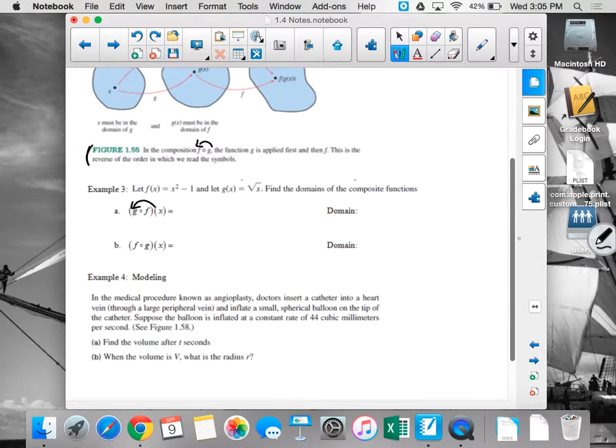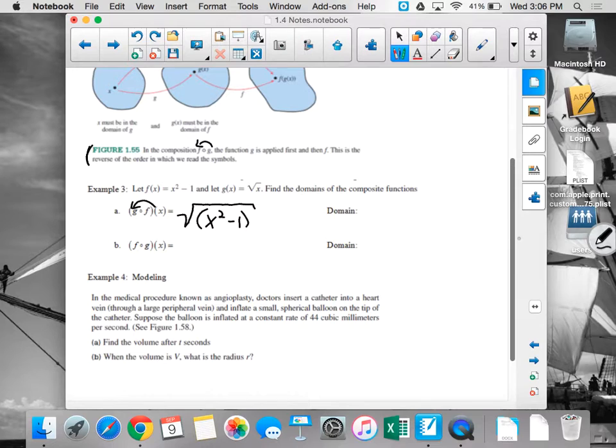How I do it is I look at my g of x function, which is the square root of x, but wherever there's an x, I'm now going to put f of x, which is x squared minus 1. So when you're dealing with composition, you're throwing one function into the other, and you're reading it from right to left, exactly opposite of what you're used to. So this square root of the quantity x squared minus 1 is the composition of those two functions, g of f of x.